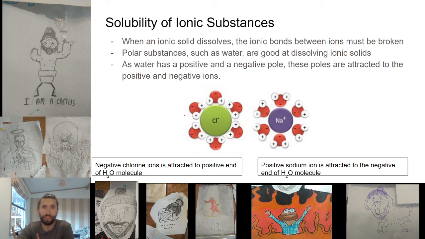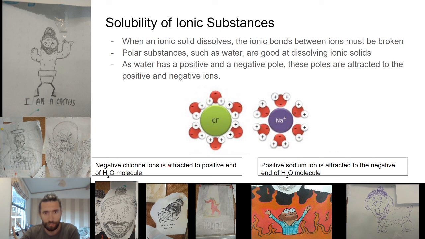These poles of the water are attracted to the positive and negative ions. So this chlorine ion here is negative, it has gained an electron. So it's going to be attracted to the positive ends of the water molecule. Here you can see all the positive bits are right up against the chlorine. Here we have a sodium ion on the right. It is positive because it's lost an electron. So it is attracted to the negative part of the water molecule, which is the oxygen atom.